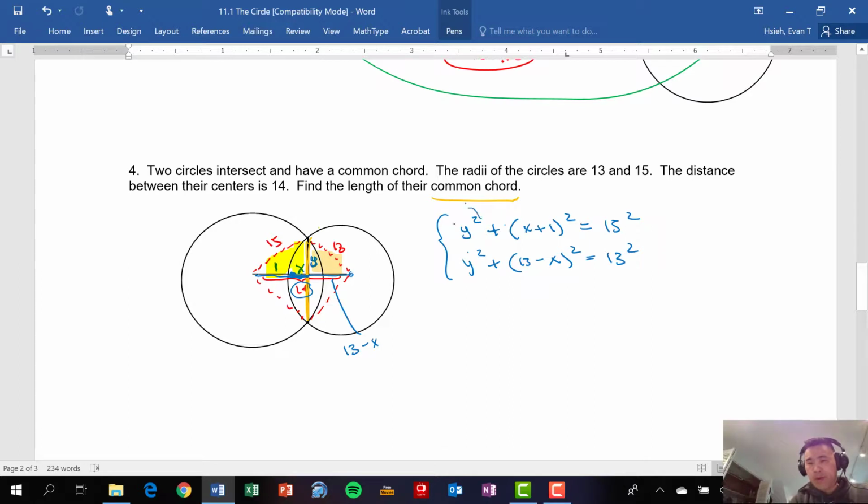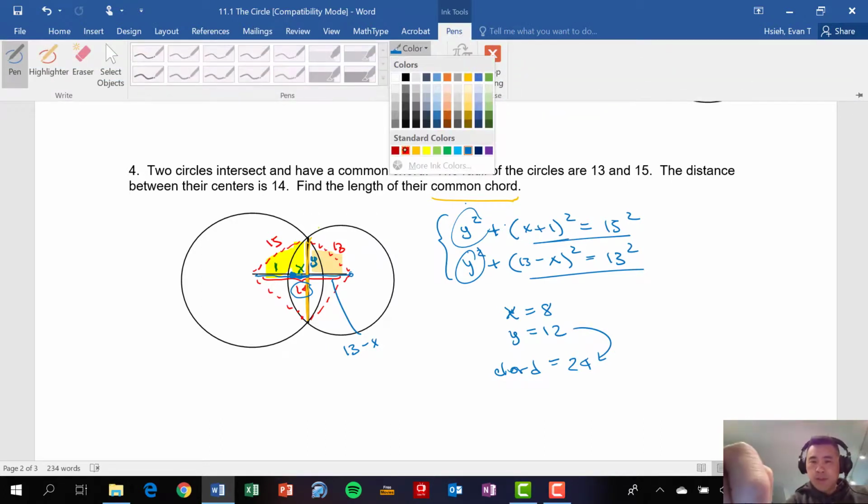Might want to solve both equations for y squared and then set these two parts equal to each other. When I solve that system, x is going to be equal to 8 and y is going to be equal to 12. And then when I plug stuff back in, you're going to end up with a chord of length 24, since the chord is just double my y value.